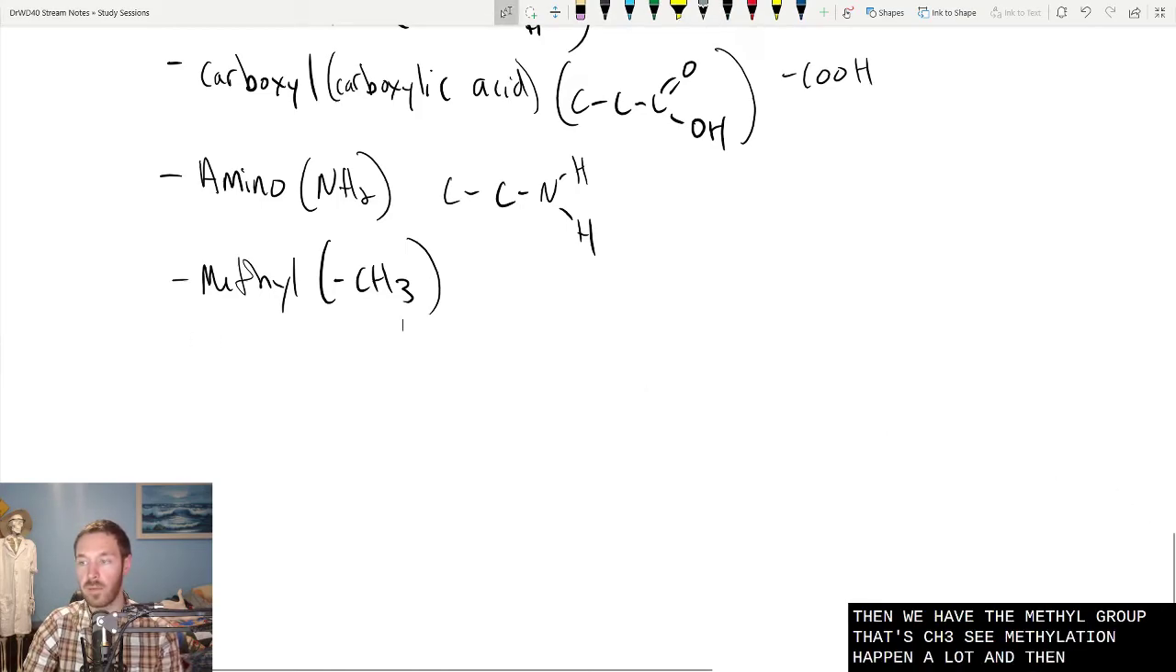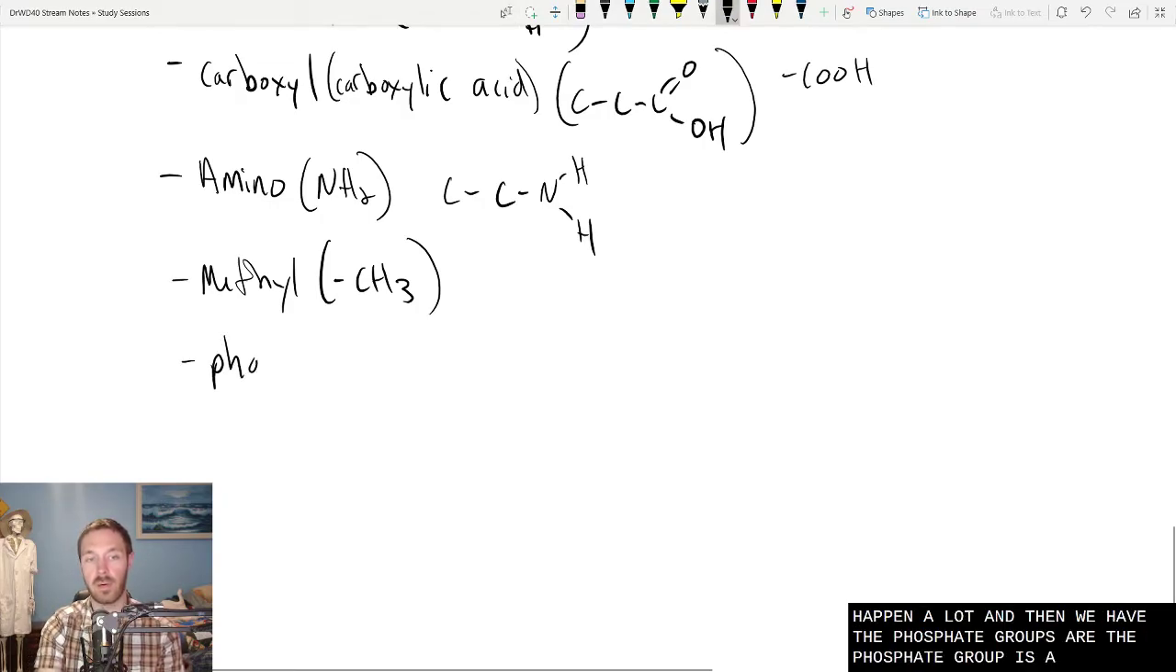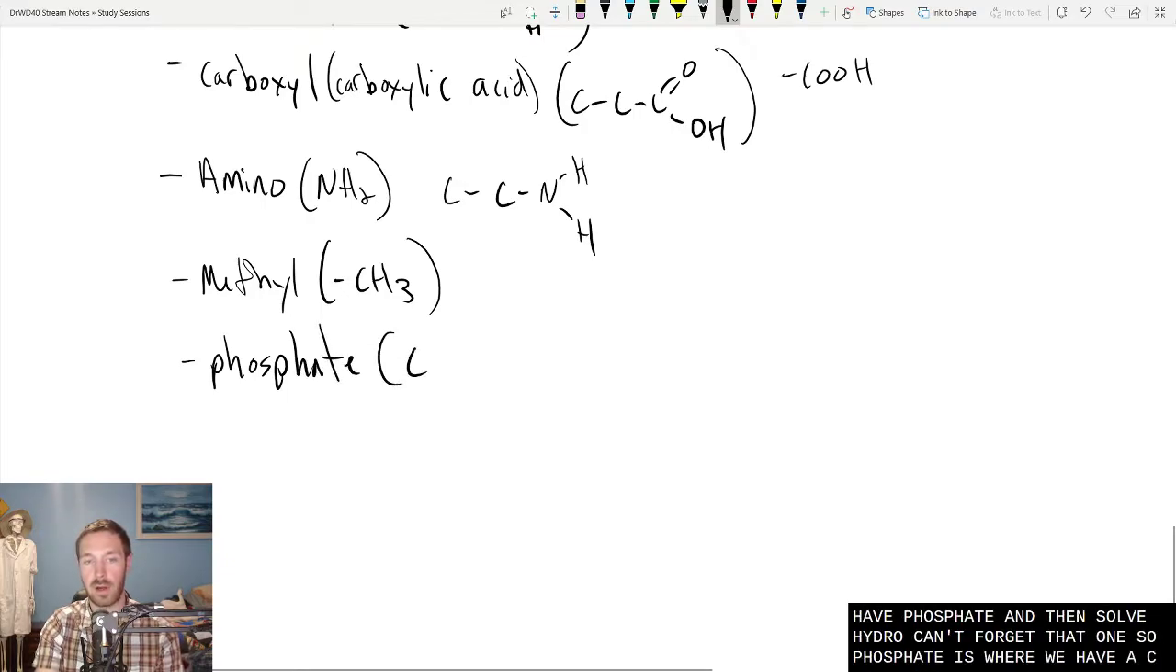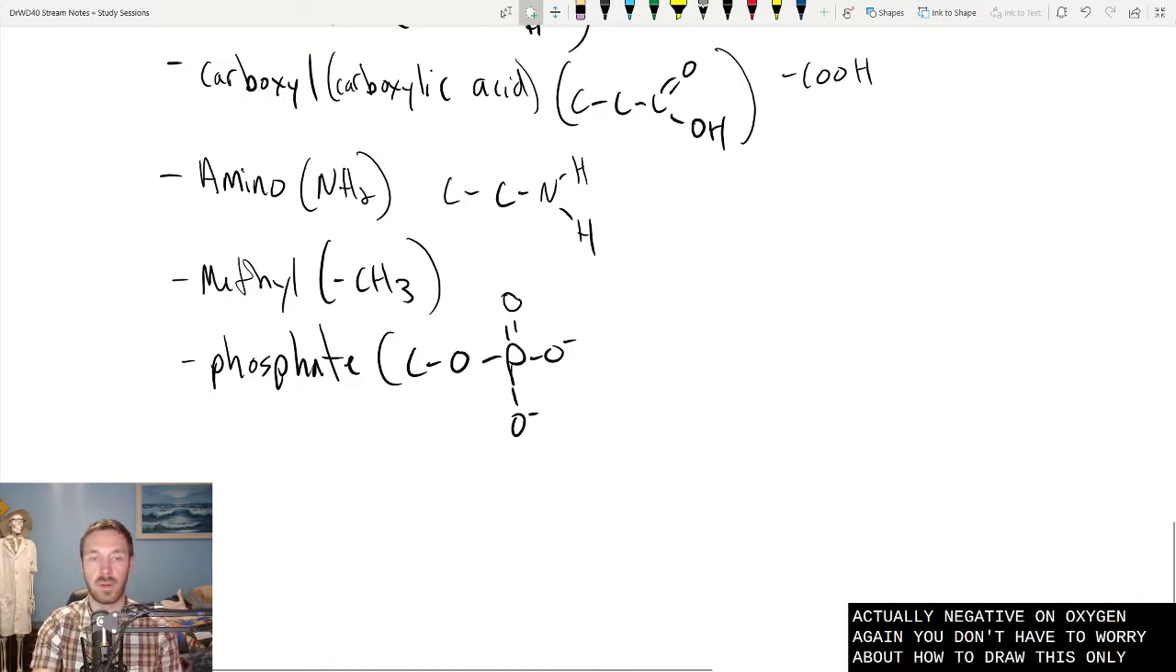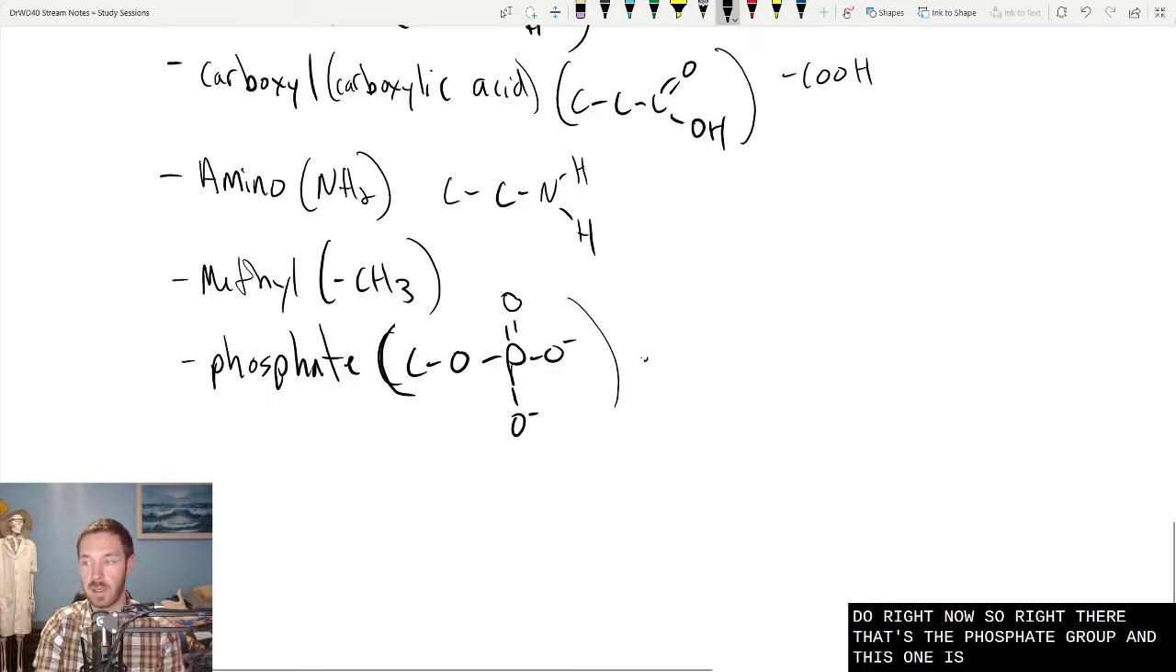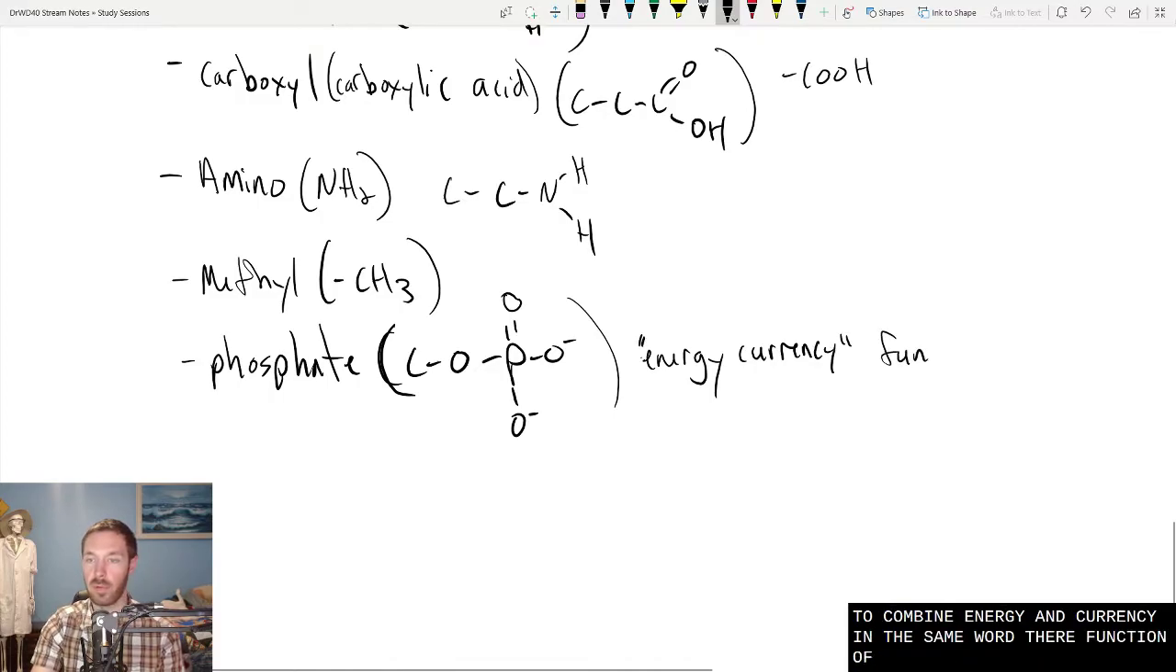And then we have the phosphate group. So the phosphate group is, oh, hold on, we have phosphate and then sulfhydryl. Can't forget that one. So phosphate is where we have, let's see, carbon, oxygen, phosphorus, and then it's oxygen negative, double bond oxygen. Again, you don't have to worry about how to draw this. Only I do right now. So right there, that's the phosphate group. And this one is the energy currency molecule functional group. This is what we find on ATP.